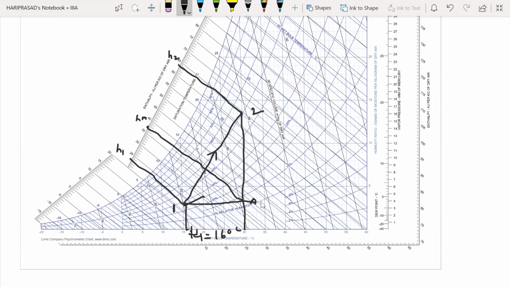Next, from 1 you draw one horizontal line. This will be omega 1. From 2, you draw one horizontal line. This will be omega 2. So from measurements.